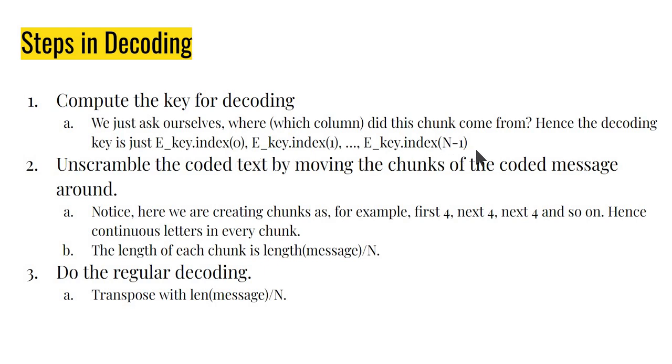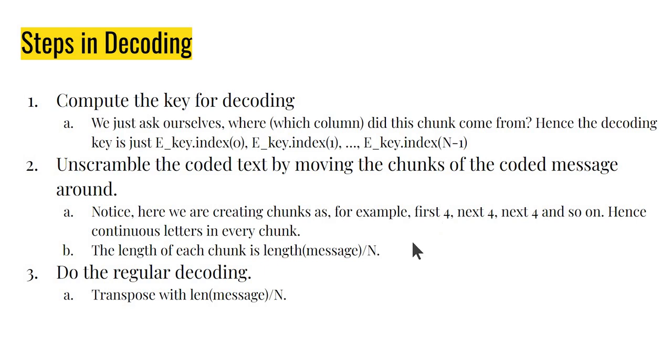Now this is, if you think about it, exactly the same as how we handled the generalized swap, exactly the same idea. So you can refer to that as well. Next, we unscramble the coded message by moving the chunks around. Now this is interesting. We are moving the entire chunks around so that it becomes as though the columns are read out in order. Now notice here we are creating chunks, for example, first 4, next 4, and so on and so forth. Now this depends on the length of the chunk, which is basically length of message by n.